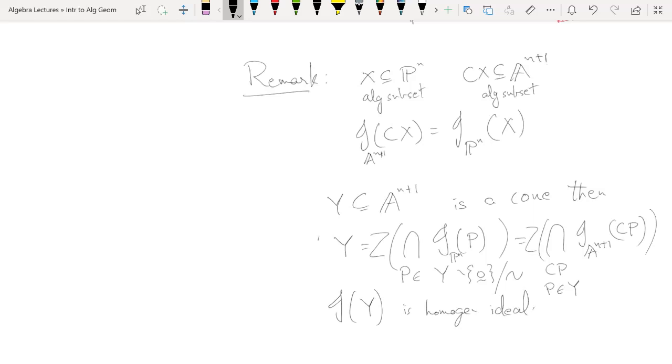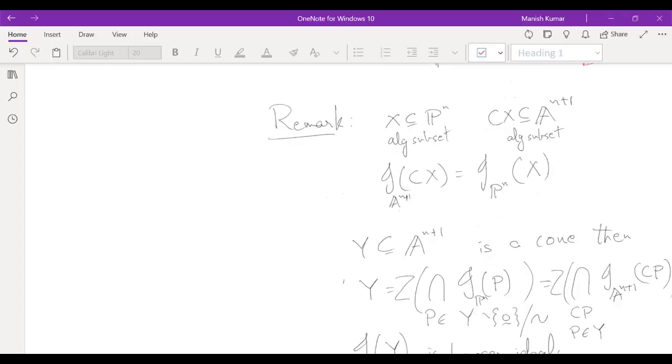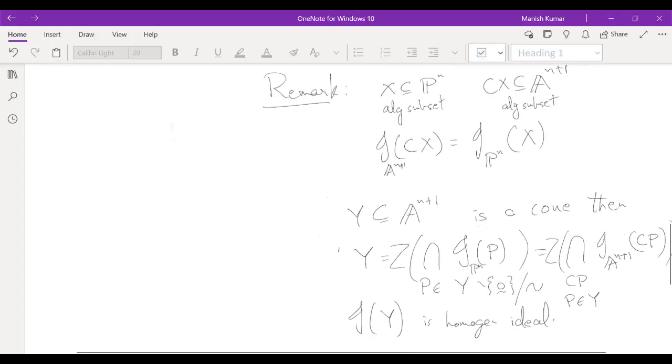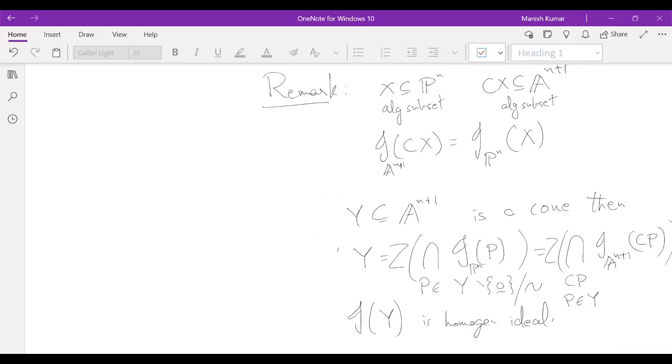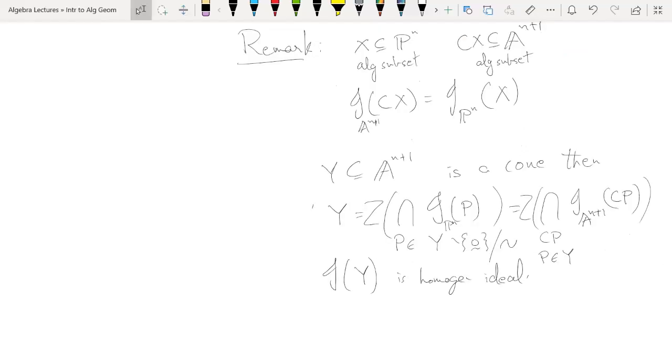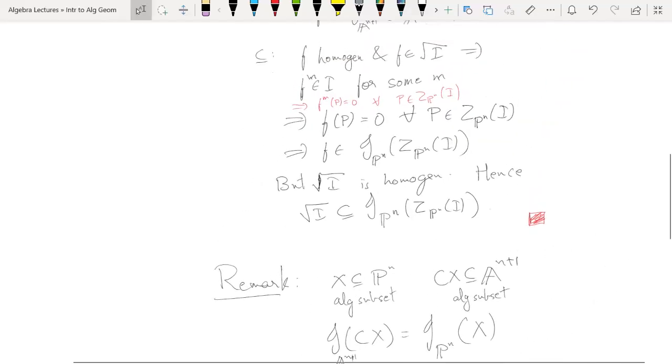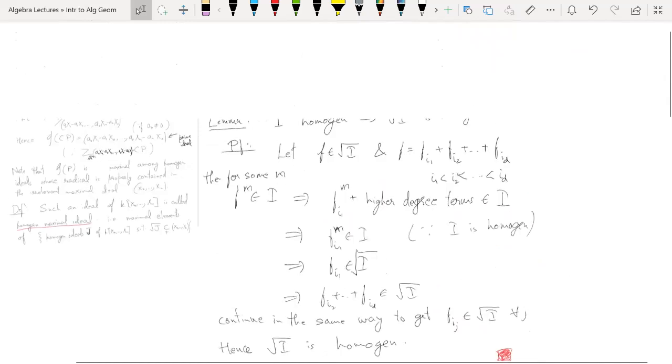Okay, so maybe I've overdone this, but the correspondence is: you look at homogeneous ideals in k[x0, ..., xn], and on the geometry side you look at cones in A^(n+1), and then mod out by the equivalence to get subsets in P^n. The equivalence holds only for two kinds of ideals, which was mentioned here.